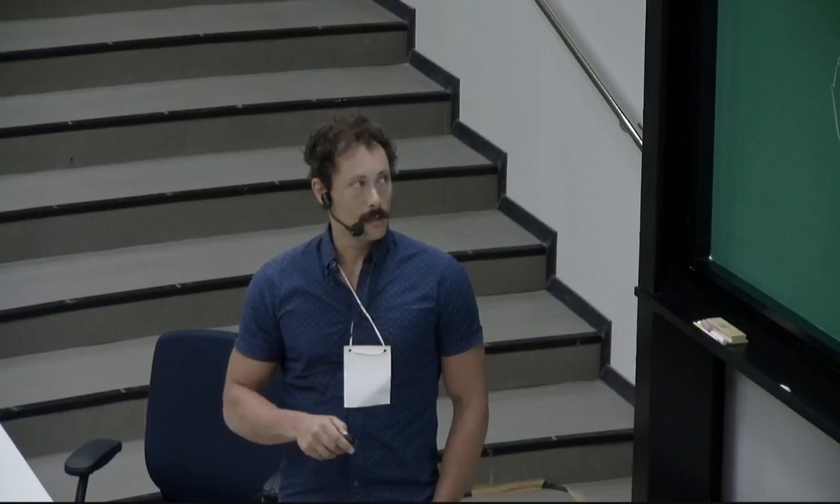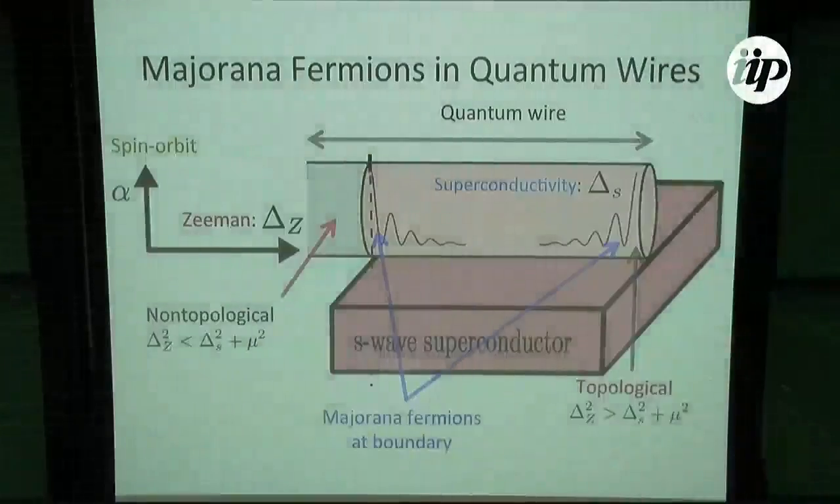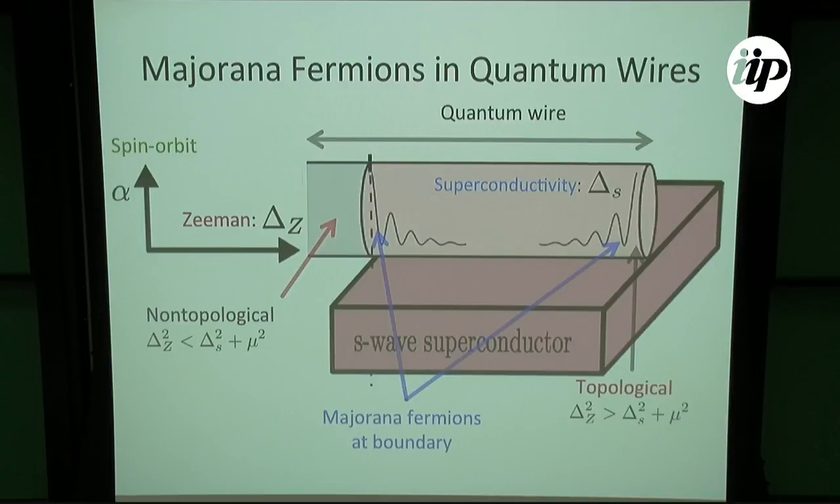So the picture one likes to have in mind is you have a quantum wire like this with some spin-orbit interaction in it, and a Zeeman field, a magnetic field that's applied everywhere. So there's some Zeeman field induced within the wire, and the wire is typically in contact with an s-wave superconductor, so there's a proximity-induced superconductivity.